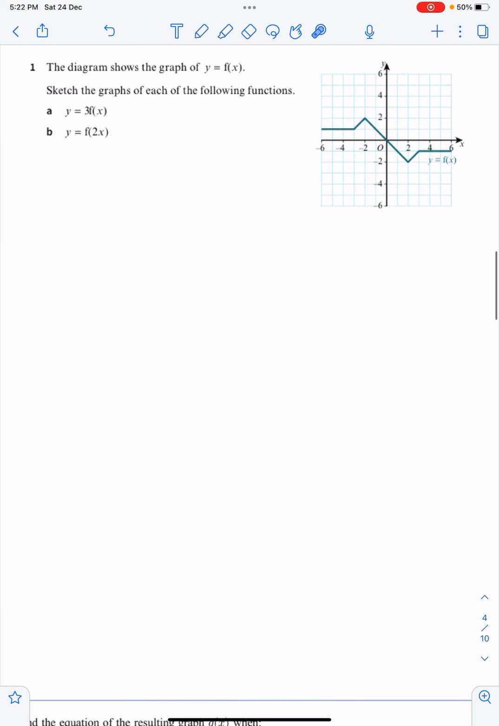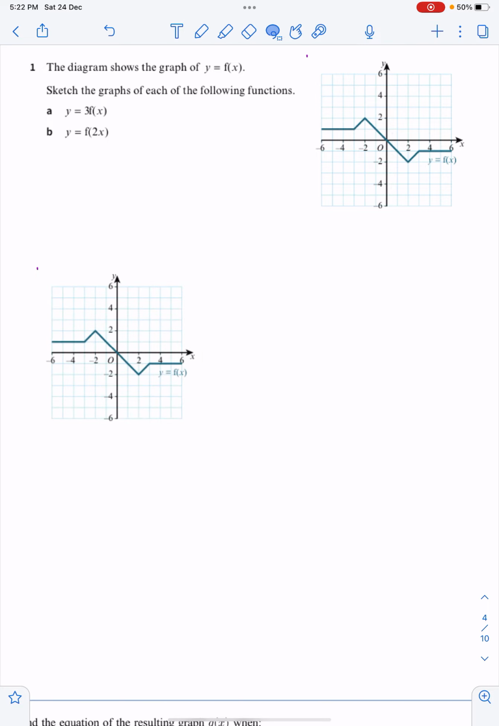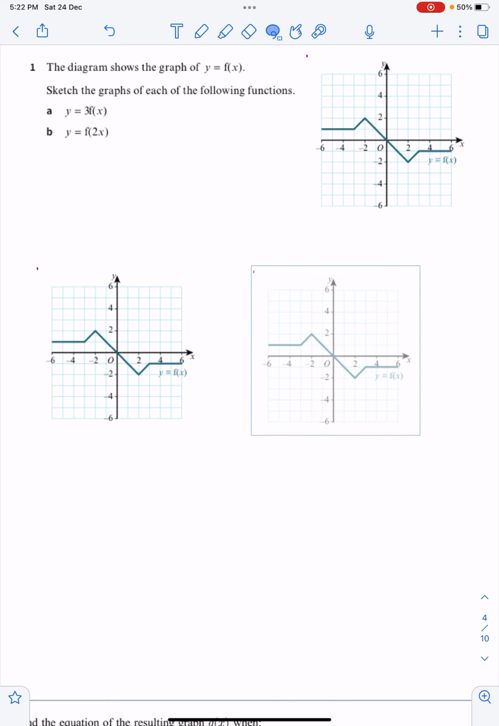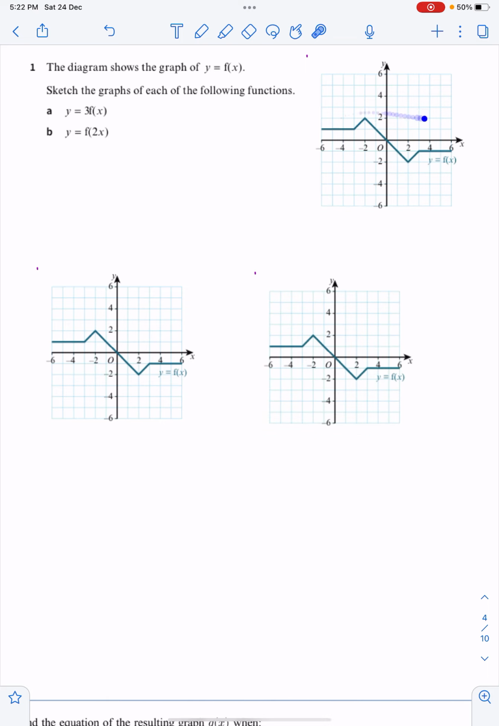Okay, going on to this question, the diagram shows the graph of y equals f of x. Sketch the graph of each of the following functions: 3 times f of x and f of 2x. Firstly, I am drawing the graph here, for the A part, and this is for the B part, and this is the original graph here.